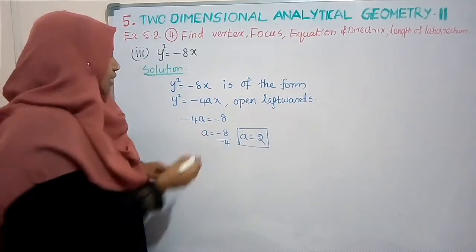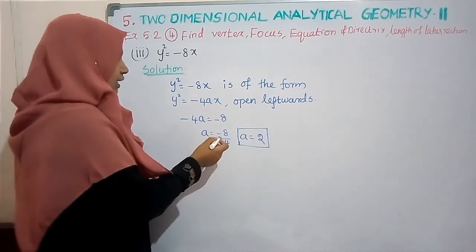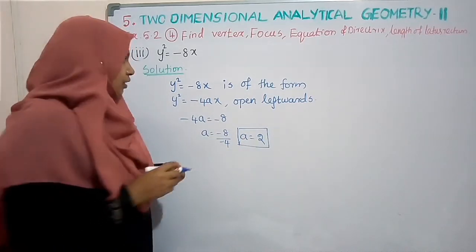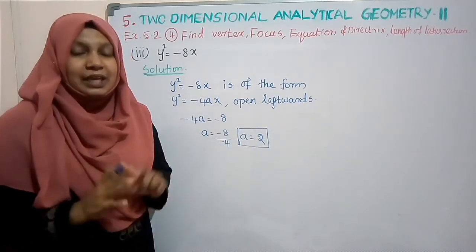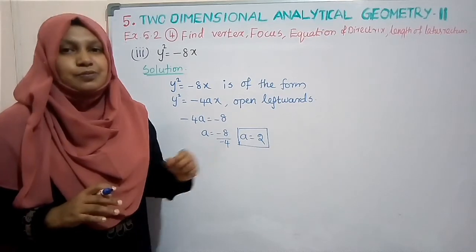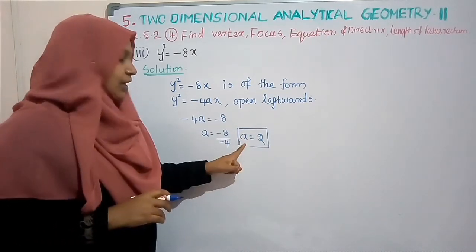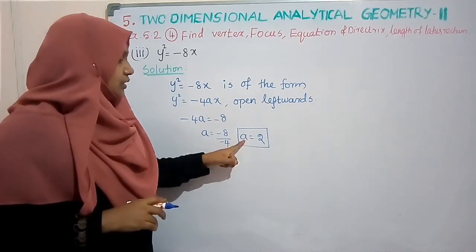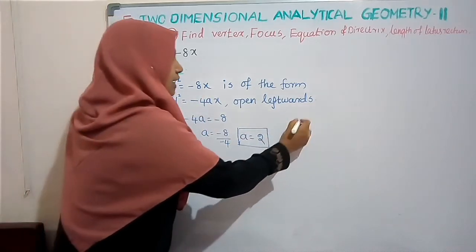Okay. Now compare the constant. Minus 4a is equal to minus 8. Then a is equal to 2. And don't write 4a is equal to minus 8 and a is equal to minus 2. A means it is a distance from vertex to focus. It is always positive only. So you should get only a positive value for a. Now using this a value we can write the vertex, focus, directrix.